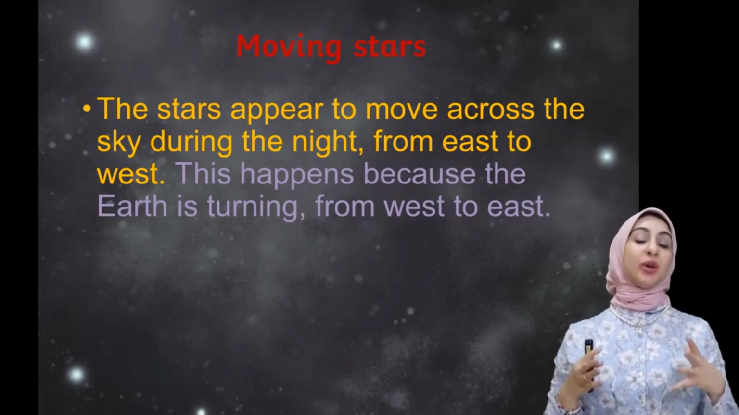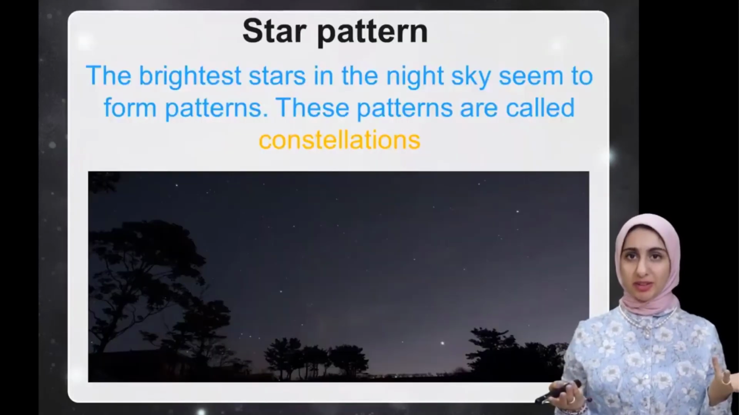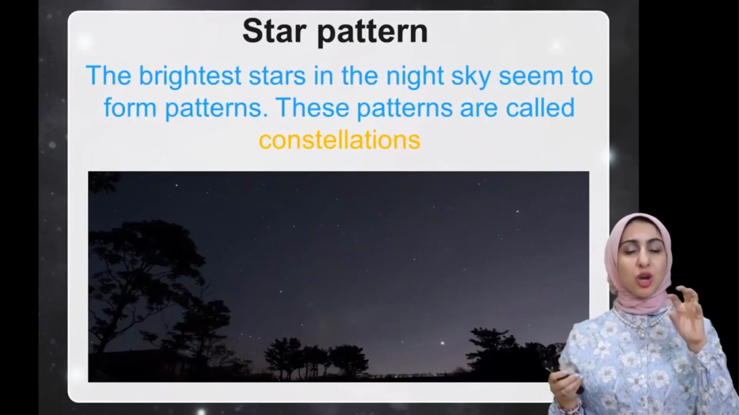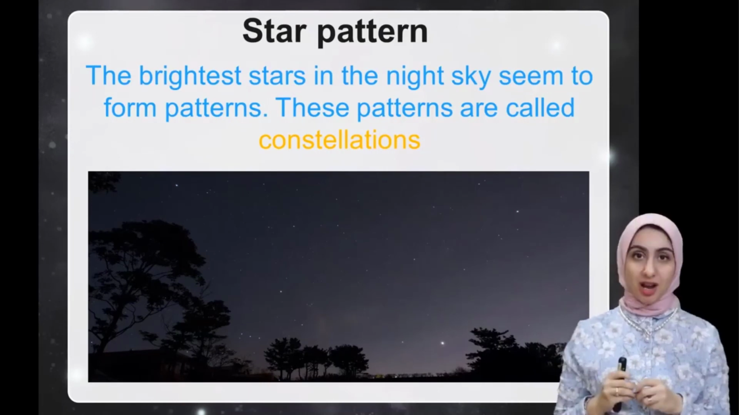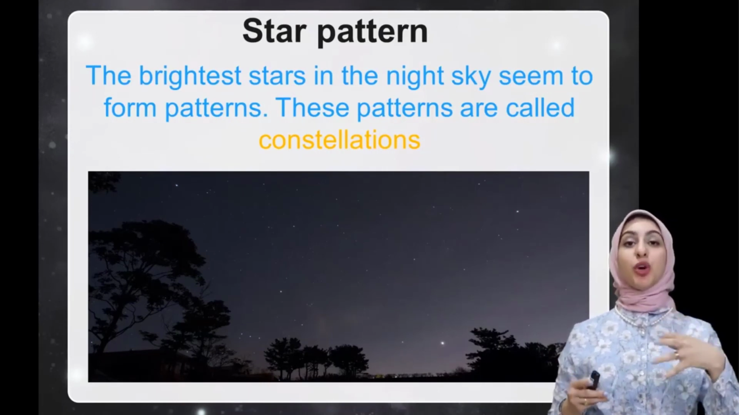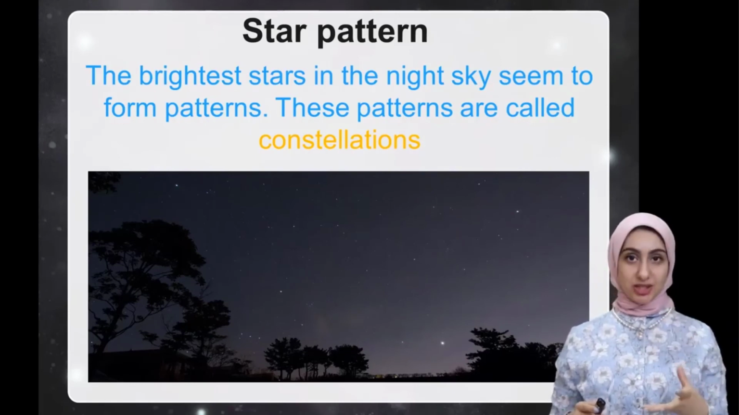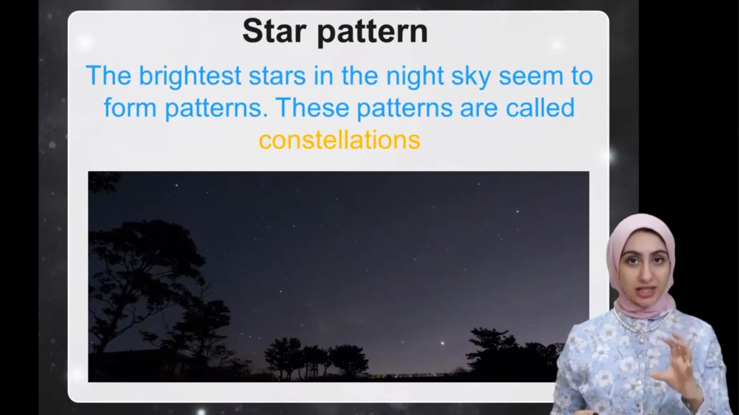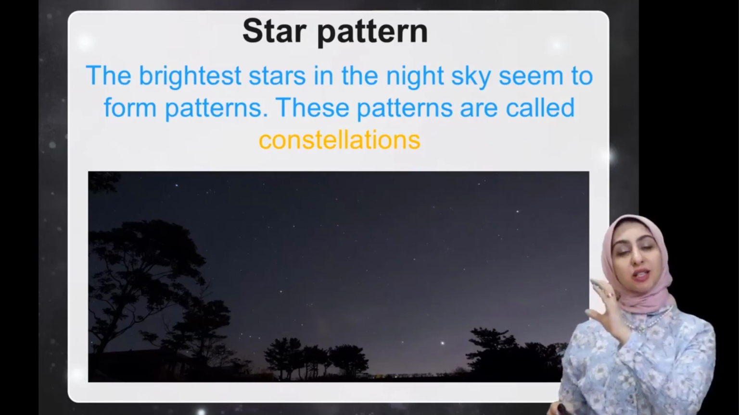Okay. And now we are going to talk about star patterns. What do you mean by star pattern? This means that the stars are going to make some pattern or some shapes in the night sky. The brightest stars in the night sky seem to form patterns. These patterns are called constellations. So now here, constellations means the pattern of stars in the night sky.